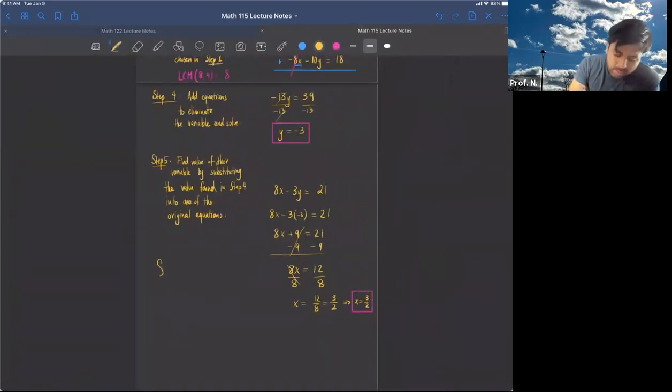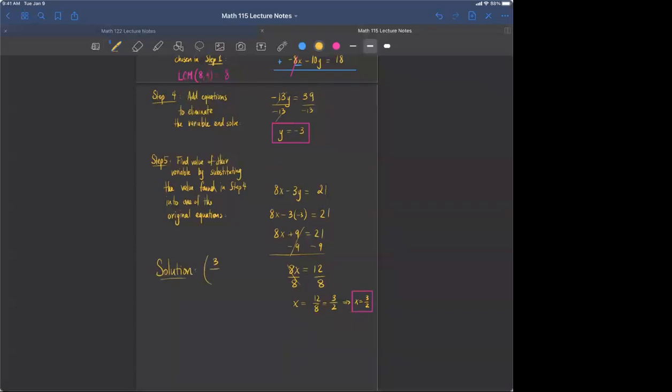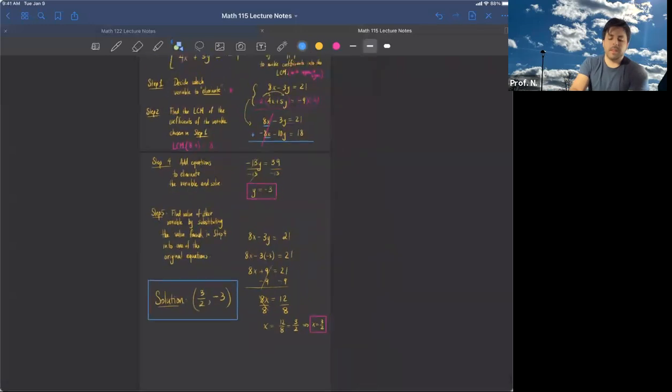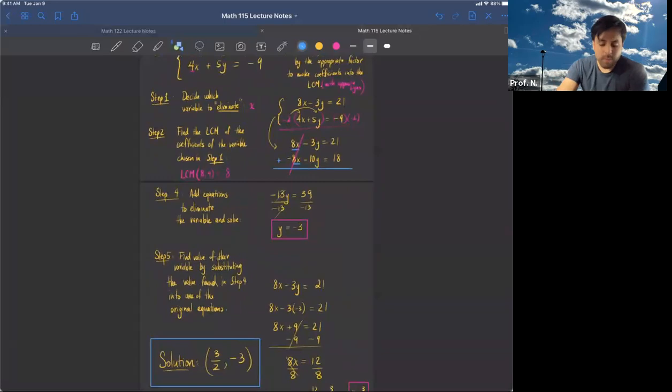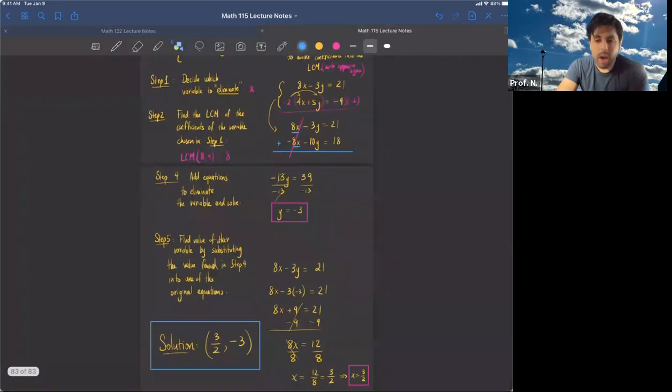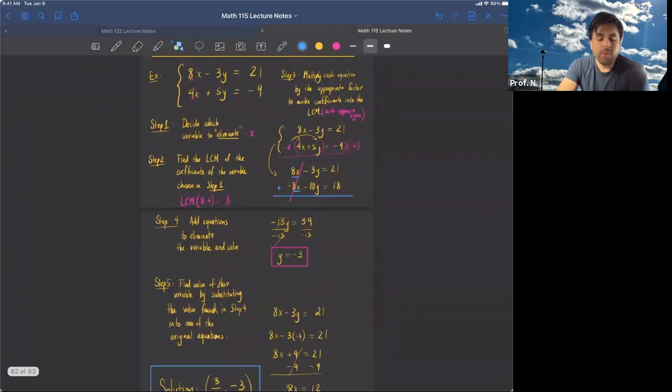So then what's my solution? 3 over 2, comma, negative 3. Perfect. That's it. So this is an example which demonstrates why we would use the addition method, and why the addition method in a way is superior to the substitution method, because it's much better to use in general.